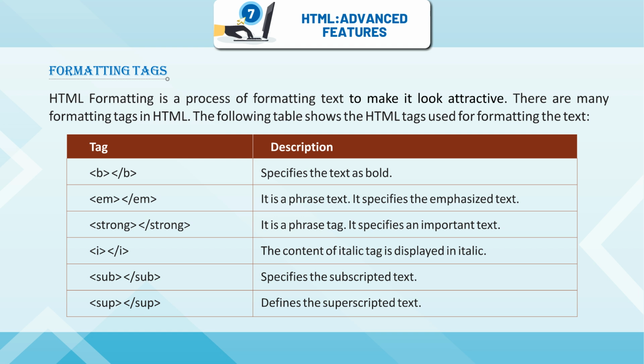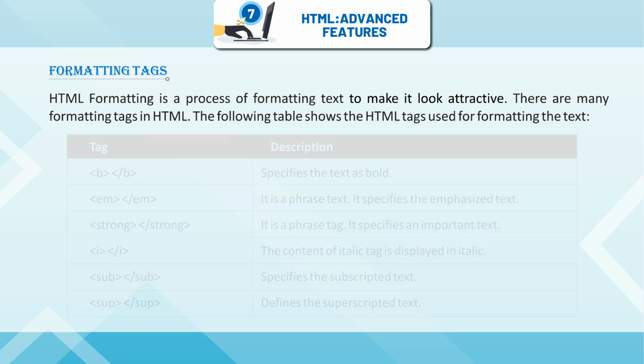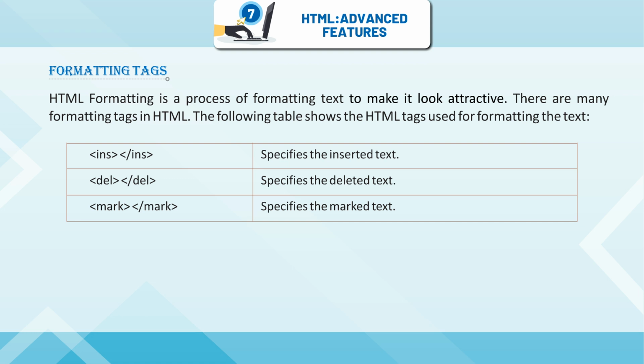Open I tag, close I tag. The content of italic tag is displayed in italic. Open sub tag, close sub tag, specifies the subscripted text. Open SUP tag, close SUP tag, defines the superscripted text. Open insert tag, close insert tag, specifies the inserted text. Open delete tag, close delete tag, specifies the deleted text. Open mark tag, close mark tag, specifies the marked text.